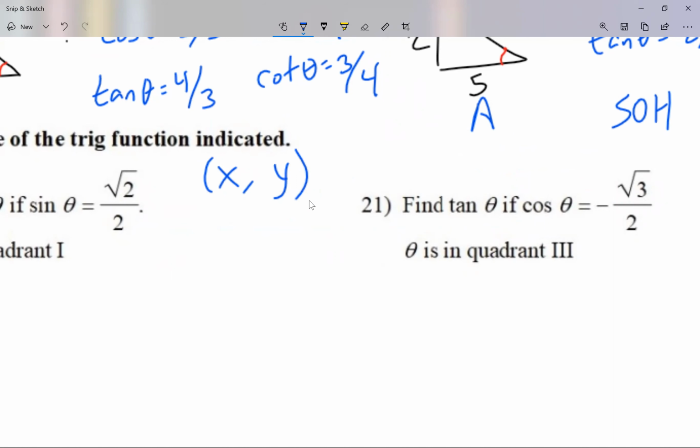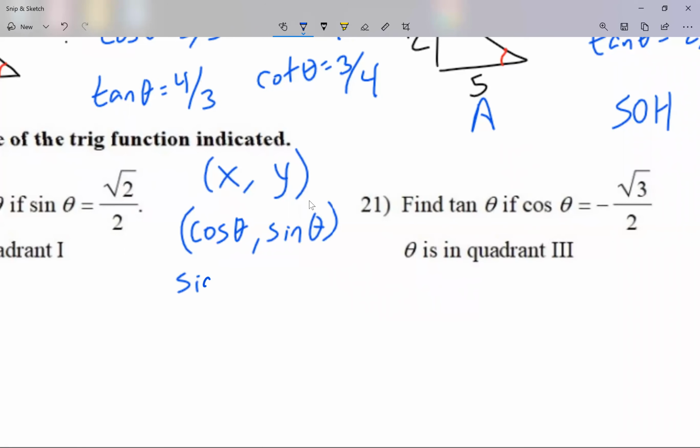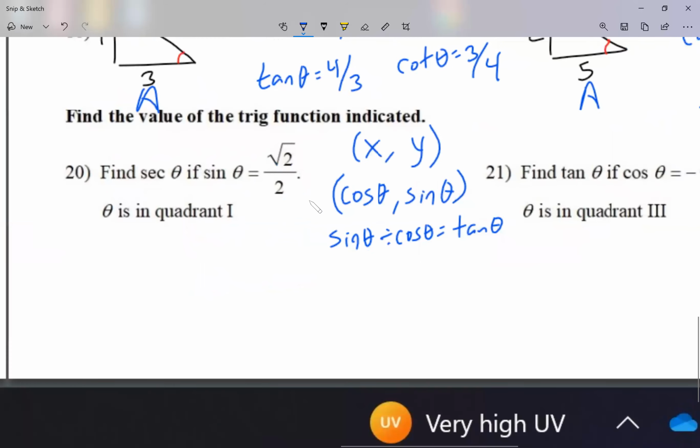But I can also call them cosine of theta and sine of theta. For you to not get confused about which one comes first, cosine or sine, which one is X and which one is Y, remember X and Y were in alphabetical order, so X was first. The same thing here, right? I'm in alphabetical order. And then we also saw yesterday that sine divided by cosine is equal to tangent. Remember we saw that.